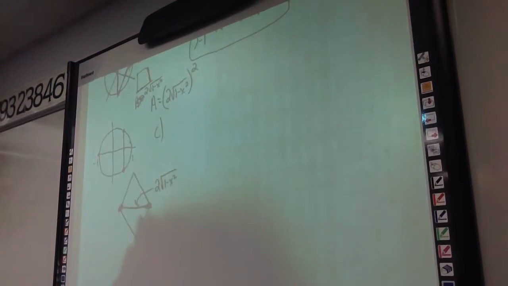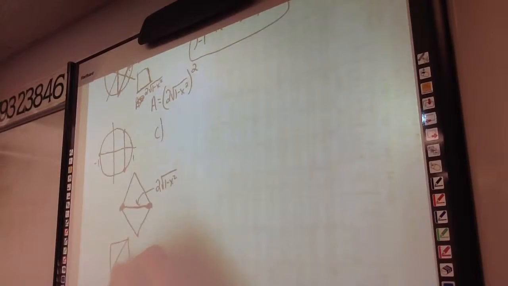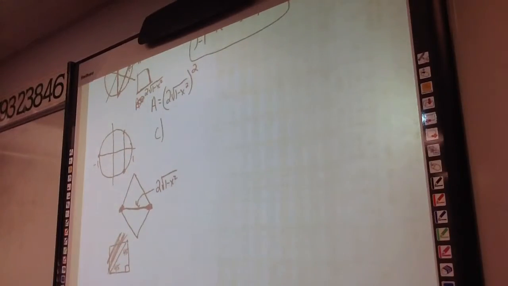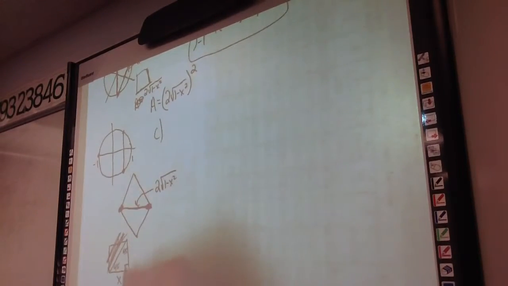So if you remember geometry, you know that if you take a square and cut it in half, what kind of triangle have you just formed? Right triangle. A right triangle, and more specifically a 45, 45, 90 triangle. And you know that if this side's x on a 45, 45, 90 triangle, that's x. How long is the hypotenuse?